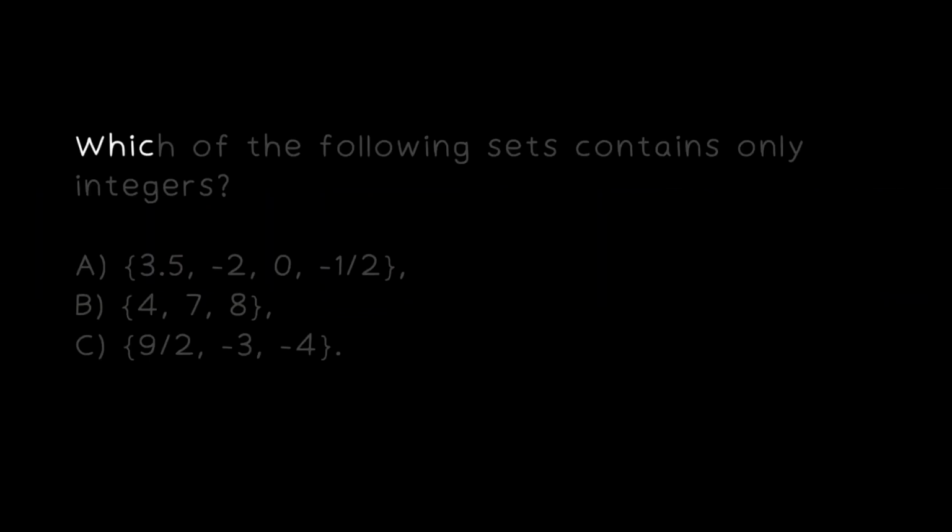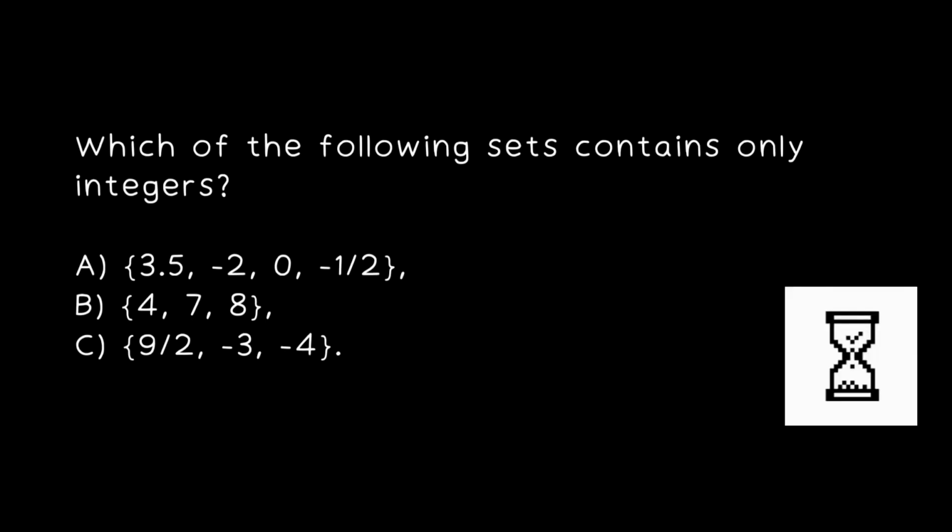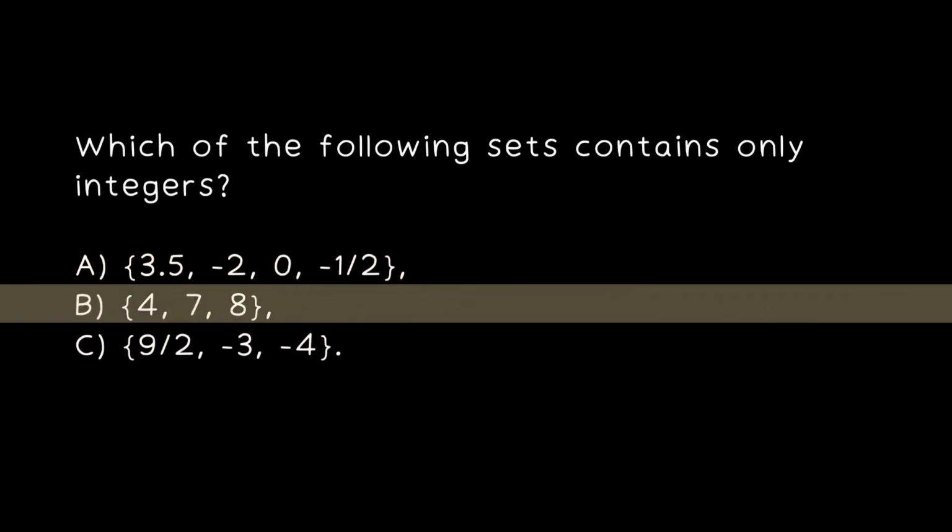Here's the question. Which of the following sets contains only integers? A. The set of elements 3.5, -2, 0, and -1 half. B. The set of elements 4, 7, and 8. Or C. The set of elements 9 over 2, -3, and -4. What is your answer? Think it through and I'll reveal the correct choice. Time's up. The correct answer is letter B, the set of elements 4, 7, and 8.